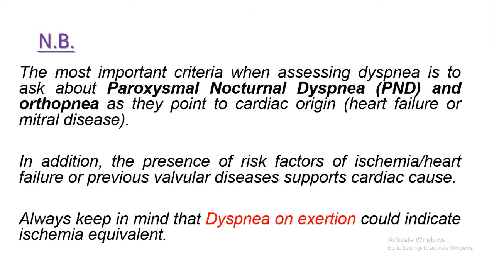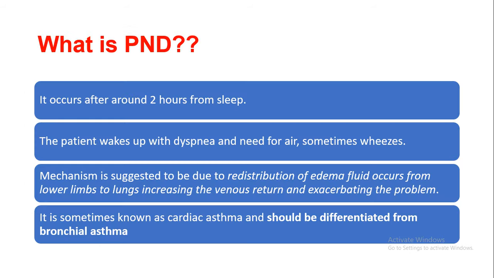What we have said a while ago, that in a patient with heart failure, it is very important to ask about dyspnea, PNDs, and orthopnea. In addition, we have to ask about risk factors of ischemic heart disease, such as diabetes, dyslipidemia, smoking, positive family history, which may suggest an ischemic cause of the patient's dyspnea. As we said, if the patient's dyspnea increases with exertion, this might suggest that the patient has angina equivalent, which suggests ischemic heart disease.